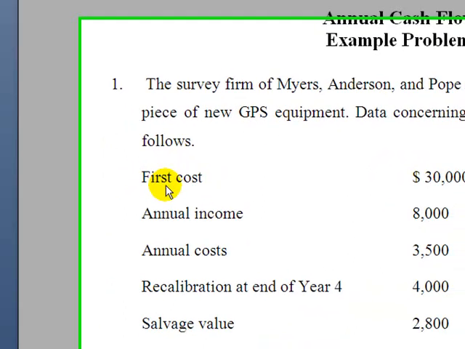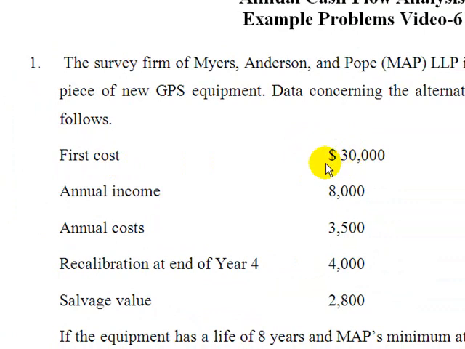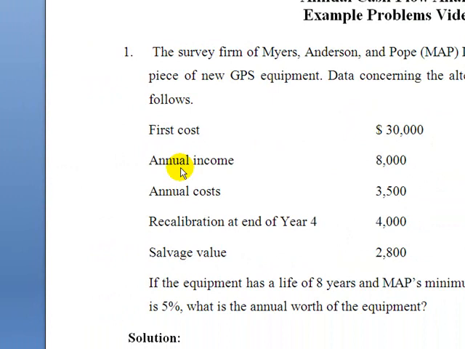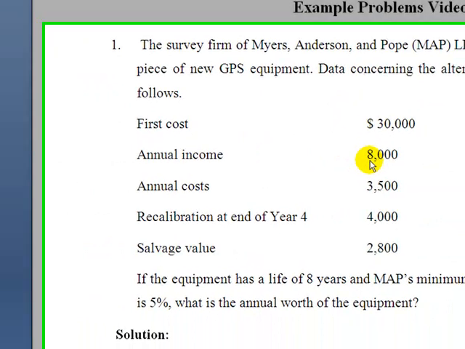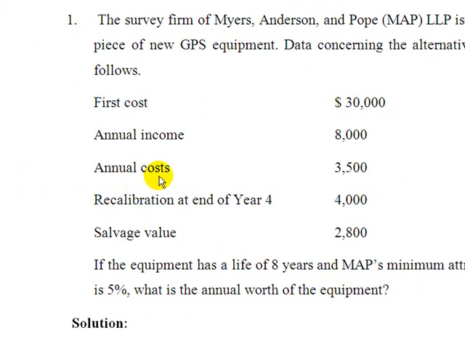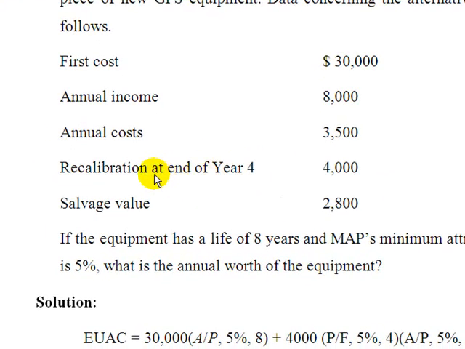First cost, the initial cost of the GPS equipment, is $30,000. Annual income generated from that equipment is going to be $8,000 per year. Annual cost for that equipment will be $3,500. Recalibration at end of year 4. So that equipment needs to be recalibrated at the end of year 4. That's a one-time, outgoing cash flow, an expense for recalibration. That amount is $4,000.